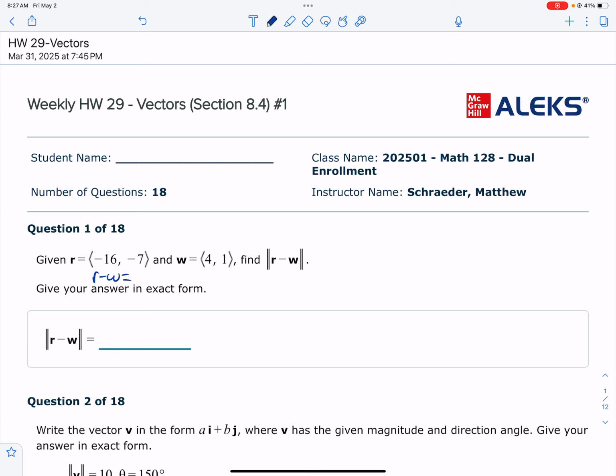So negative 16 minus 4 is going to be negative 20, and negative 7 minus 1 is going to be negative 8. And so now, to find the magnitude, we would do the square root of the sum of the squares of the components. And so if you put that in the calculator, you're going to get the square root of 464.